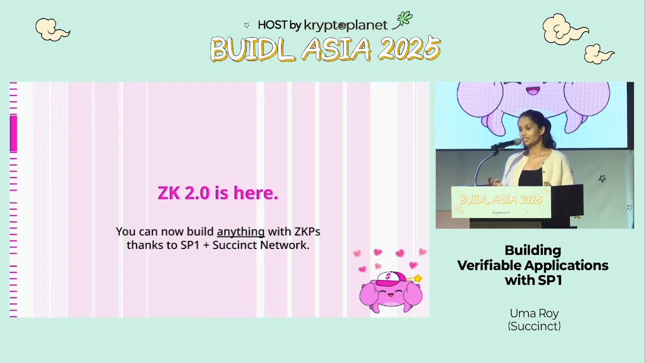So the moral of the story is that with SP1 and the Succinct network, ZK 2.0 is here. You can build anything you want. You just write normal code. It's fast, it's easy, it's cheap. And ZK is going to have a huge impact in blockchain scaling, which probably most people here already know about. But it's also going to have a huge impact even outside of blockchains, with all these cool use cases of self-sovereign identity, verifiable images, and removing trust from institutions. I think it's a very exciting time to be building in ZK.